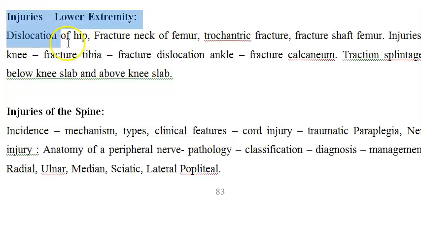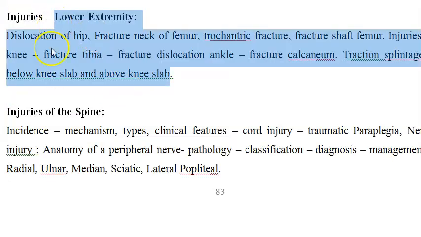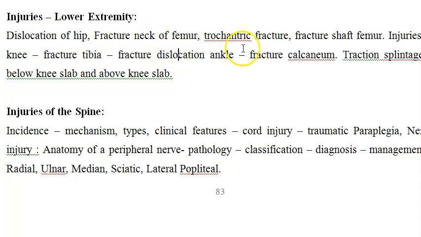Orthopedics. Okay. So injuries, lower extremity, dislocation of hip, femur, trochanteric fracture, calcaneum. We are not reading everything, just look at the details. Then injuries to the spine, then cord injury, traumatic paraplegia. You'll have to learn these words, paraplegia, hemiplegia, etc. Nerve injury, right? Then popliteal, lateral popliteal.